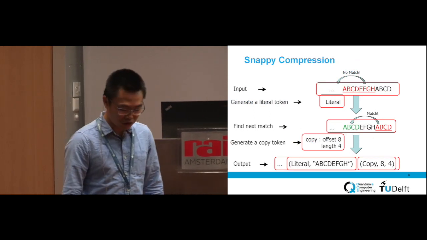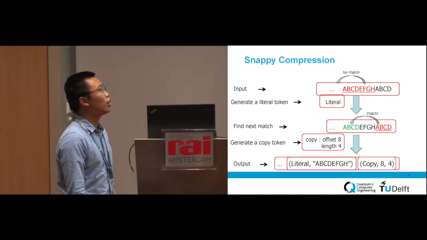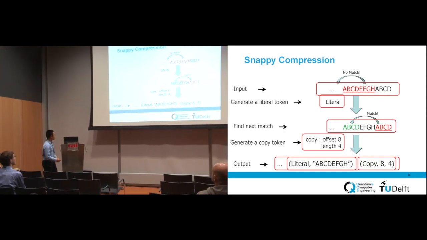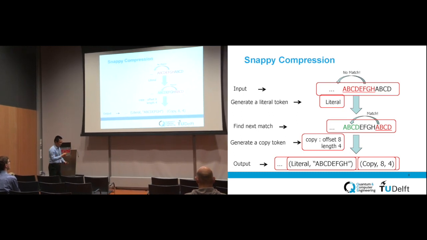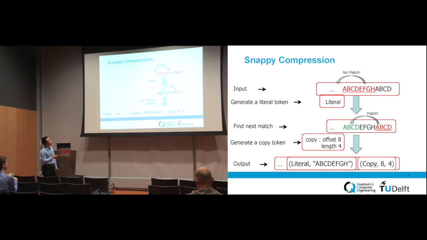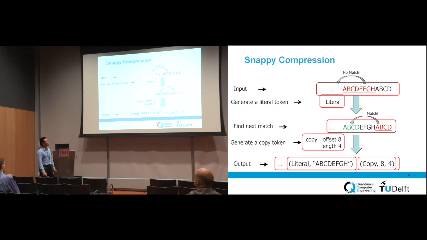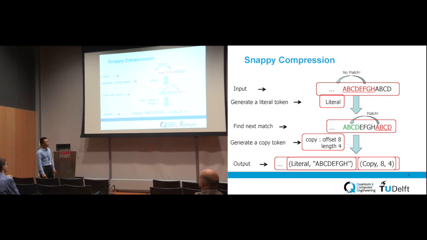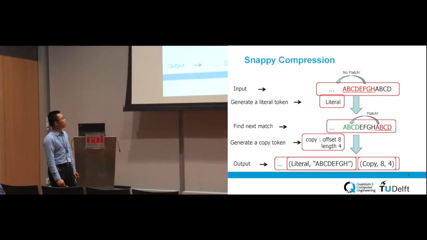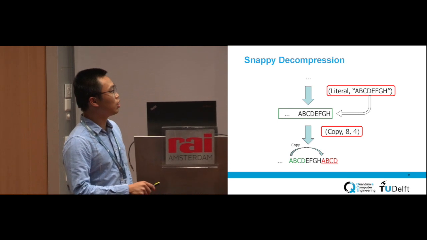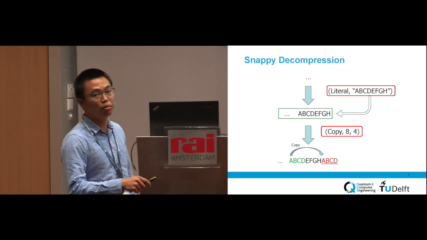So we call this the literal token. The compression process is like this. The previous sequence is here, and when you read A, B, C, D, E, F, A, G, H, and you cannot find any match before, you create a literal token, and then you keep on finding matches. So you find another ABCD, then you find a match here, and that's a copy token. So we are now using literal tokens plus copy tokens to replace the original data.